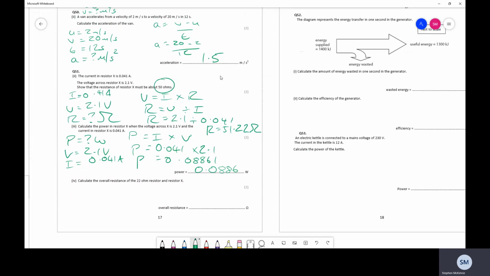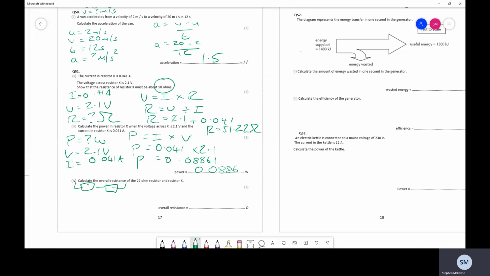There's no real way of doing this because I don't have a circuit diagram. But I'm going to assume that these are in series. And if that's not right, what's in the exam, then we'll do it well. So I'm going to imagine that I've got a resistor 1 and a resistor 2.